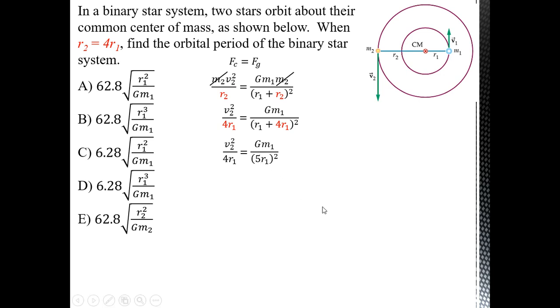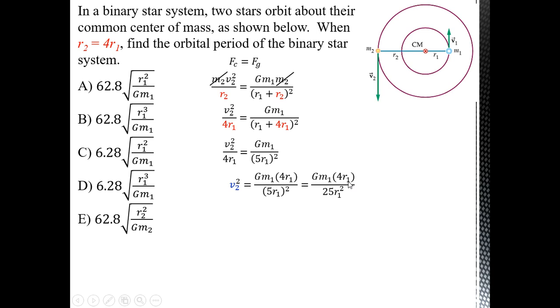All right. And then from here, we just go ahead and isolate for V2 squared by simply multiplying both sides by 4r1, which is what I have in the next line here. And then I went ahead and distributed the square in the denominator. So 5 squared will give us 25. And then r1 squared is just r1 squared. And then from here, we can clean up a little bit.